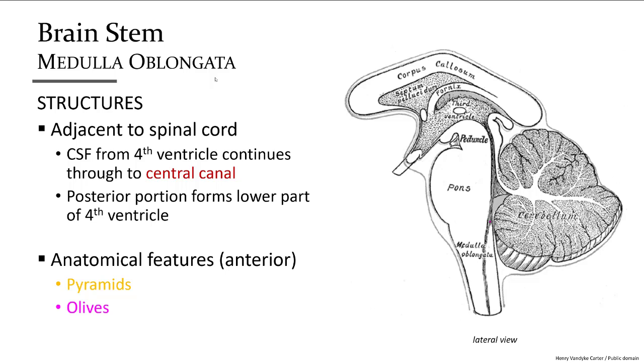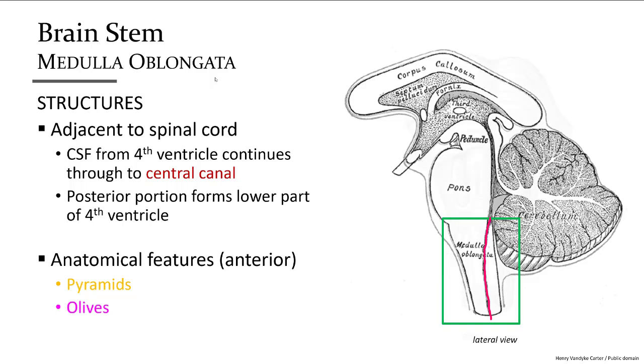As the most inferior portion of the brain, the medulla oblongata is adjacent to the spinal cord. The central canal of the spinal cord begins in the medulla oblongata. Cerebrospinal fluid from the ventricles of the brain leaves the fourth ventricle, a space bounded anteriorly by the pons and medulla, and posteriorly by the cerebellum.